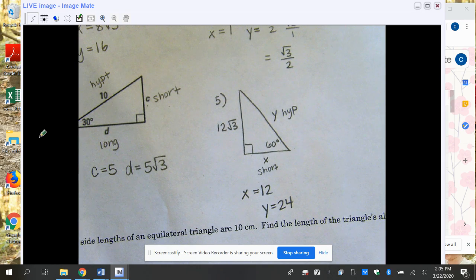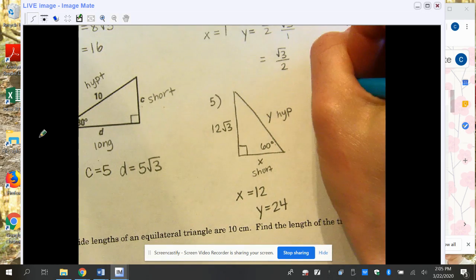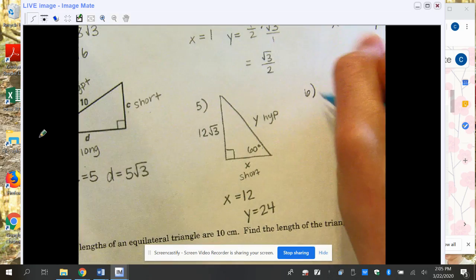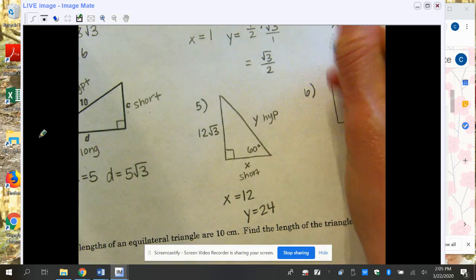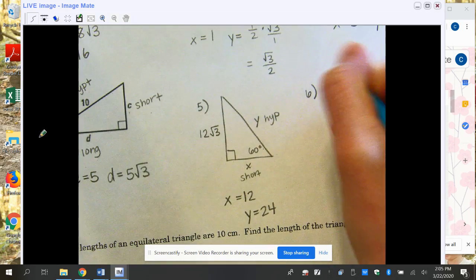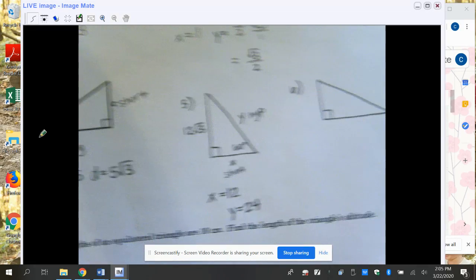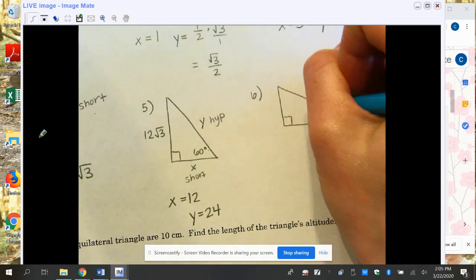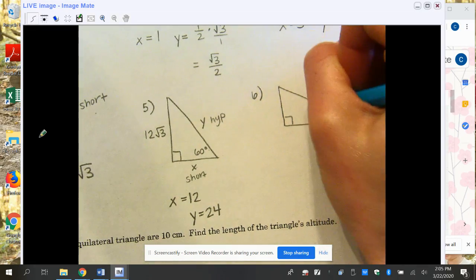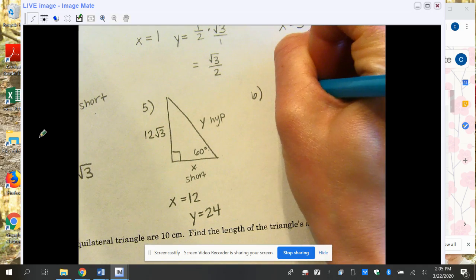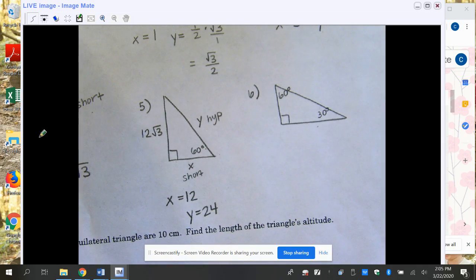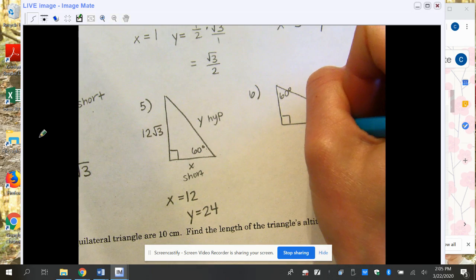So now we need to think, what would happen if my long leg didn't have that radical 3 in it? That just means your short side and your hypotenuse will have a radical in it. So let's say I told you that this was 18.